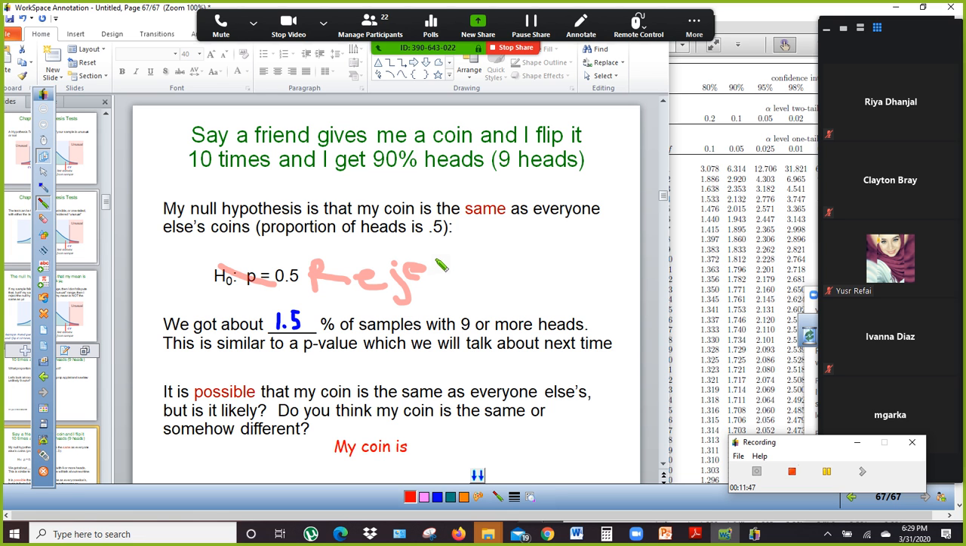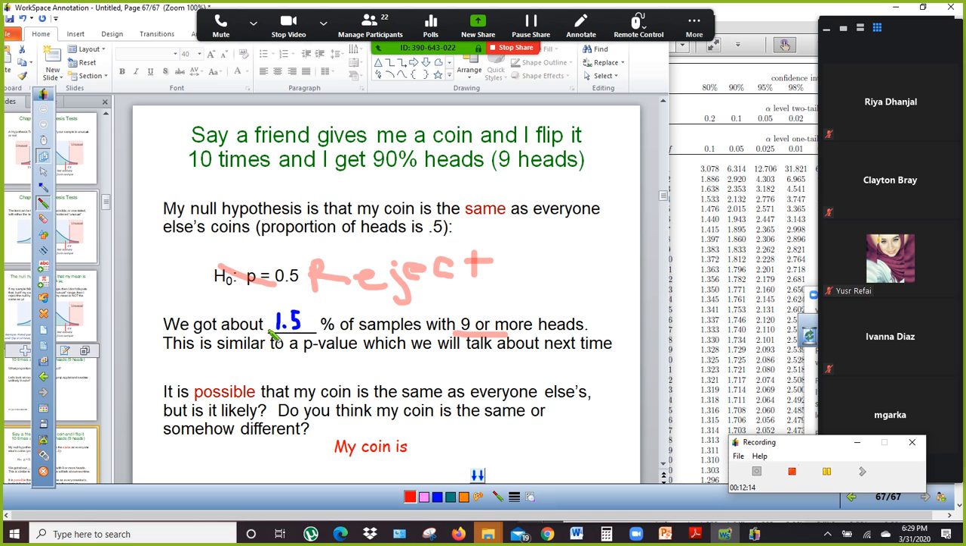So I would say that my coin is probably not the same as everybody else's coin. Because if it was, I probably wouldn't have gotten 9 heads. Is that making sense for people? And so we are rejecting the null hypothesis, because we got 9 heads out of 10.